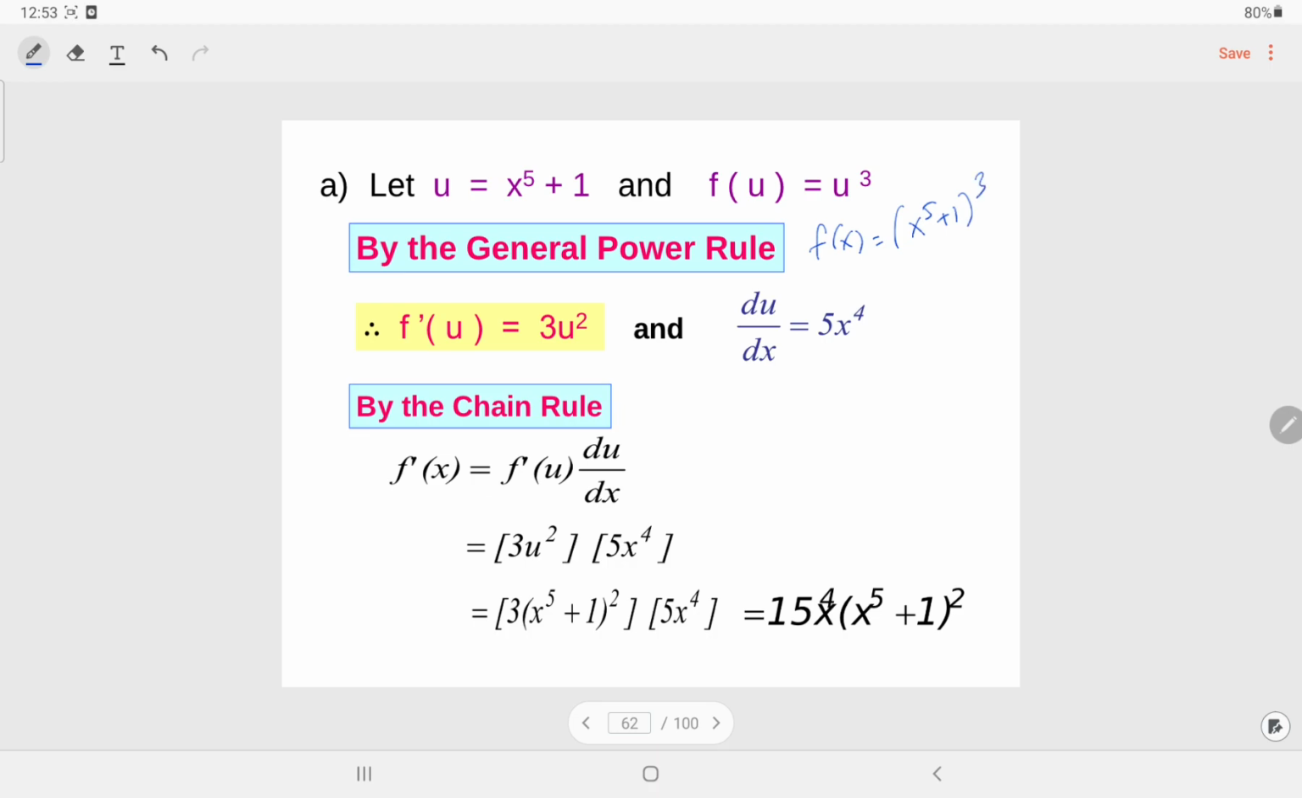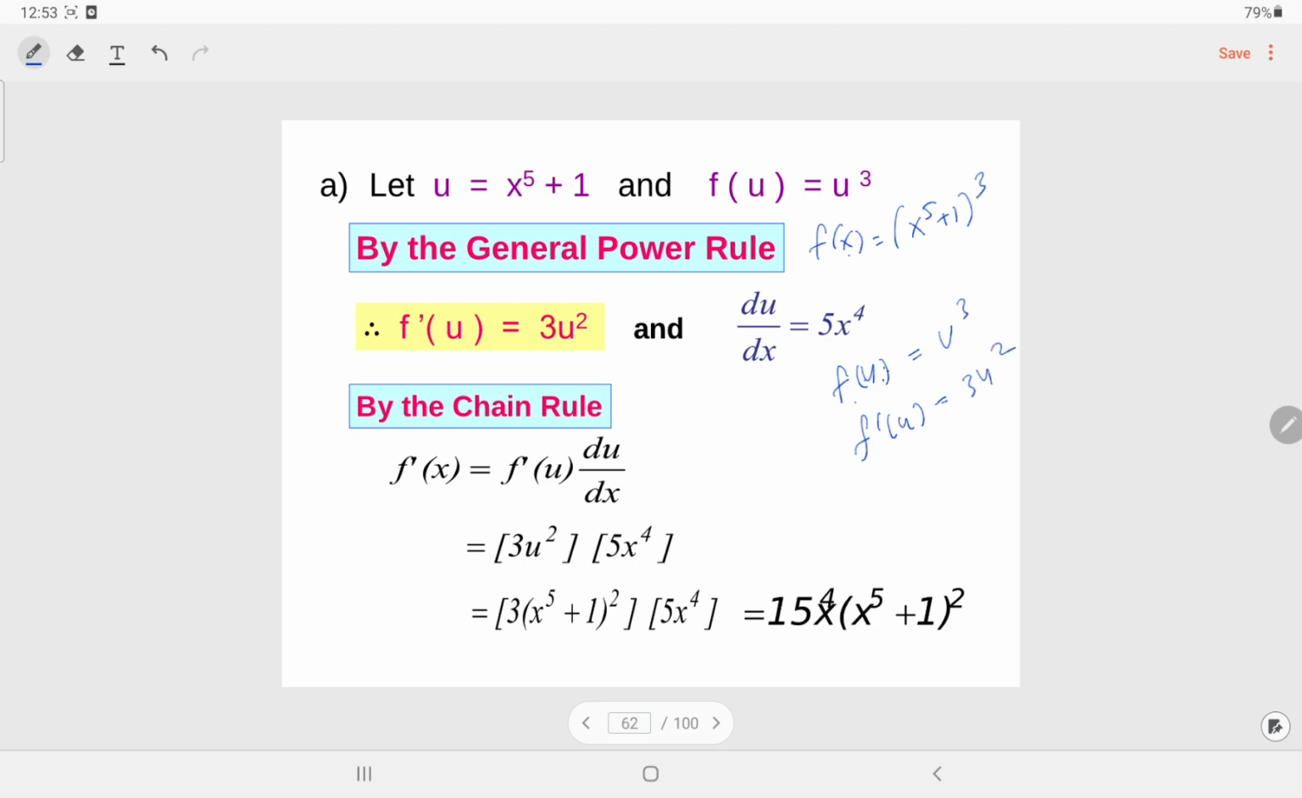Okay, so we let u equal to x to the power of 5 plus 1, and so we get f(u) equal to u cubed. So this is f(x). If f(u) equals u cubed, then using the power rule, f prime(u) means the derivative of this one, we need to differentiate, so 3u squared.